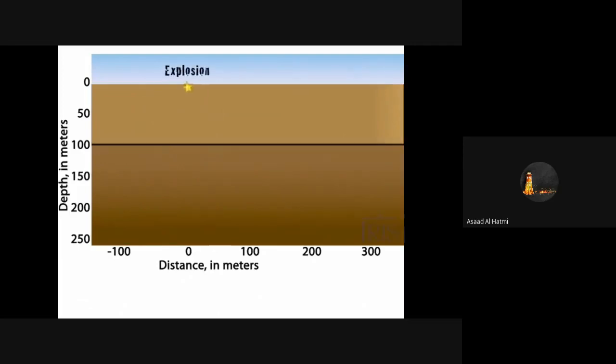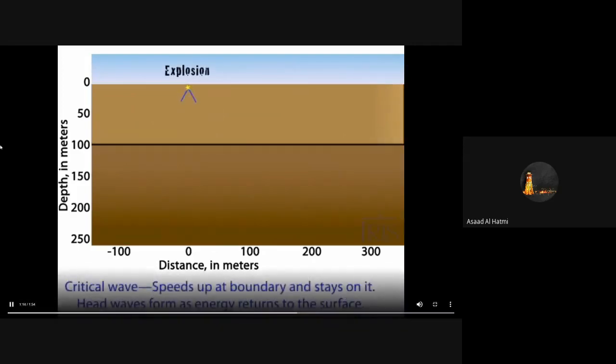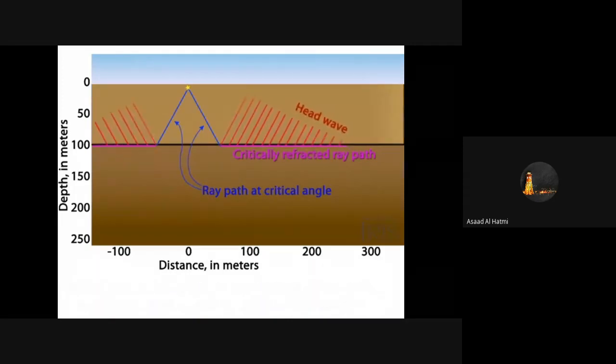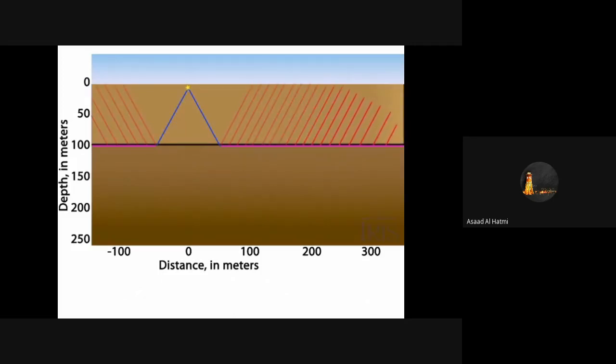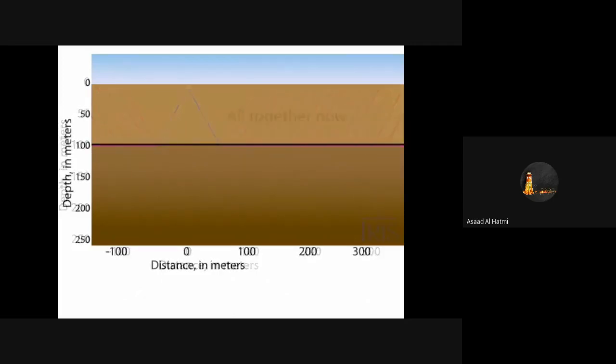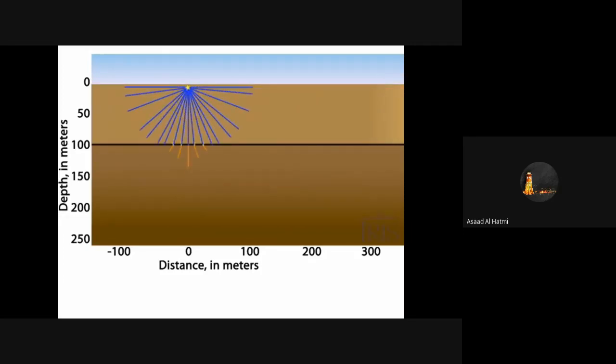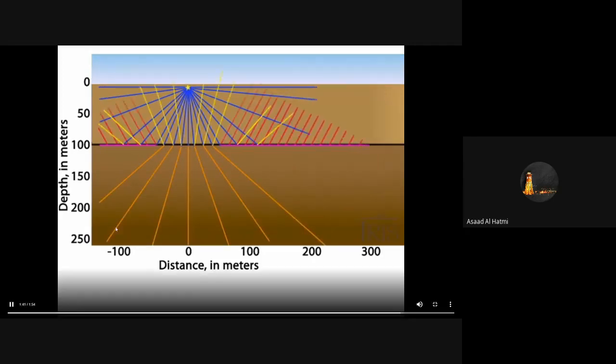The critical angle marks the angle where the wave is refracted parallel to the boundary and travels along the upper surface of the fast layer while sending a series of rays, known collectively as a head wave, back to the surface at the angle of the initial direct wave. When we look at all the waves, we see that a wave traveling along the critical ray path can actually reach a geophone before a direct wave traveling a shorter path in the slower layer.